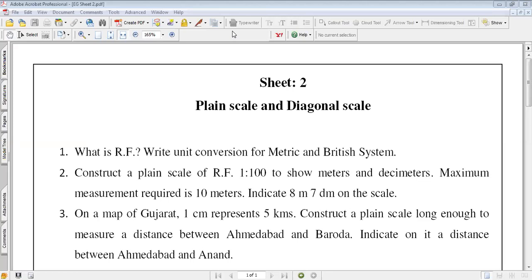What is the first procedure? What is the first step? Anyone answer me? What is the first step in constructing a plane scale?